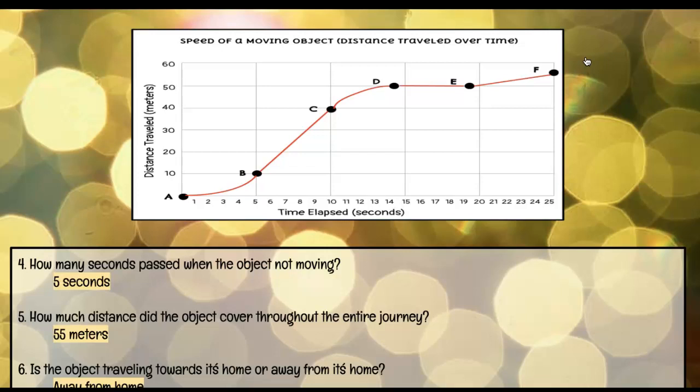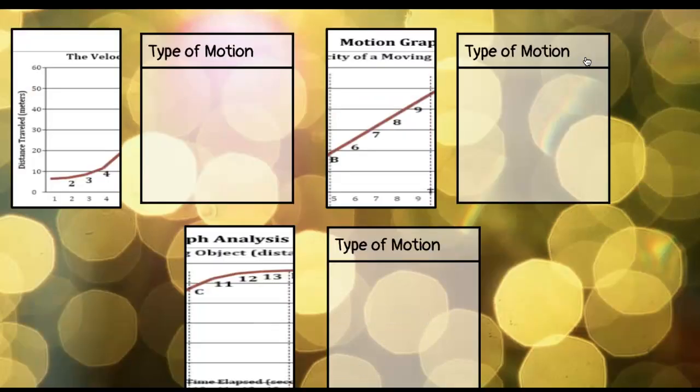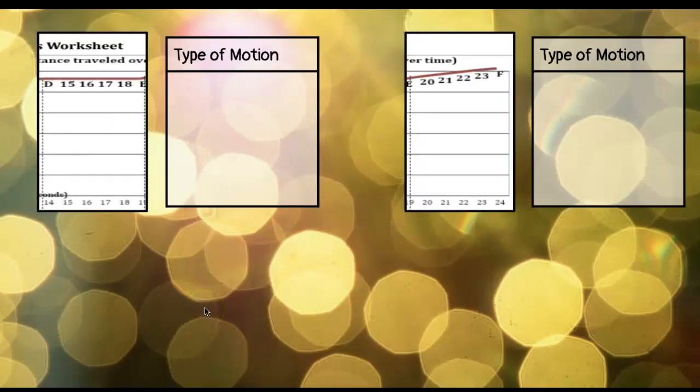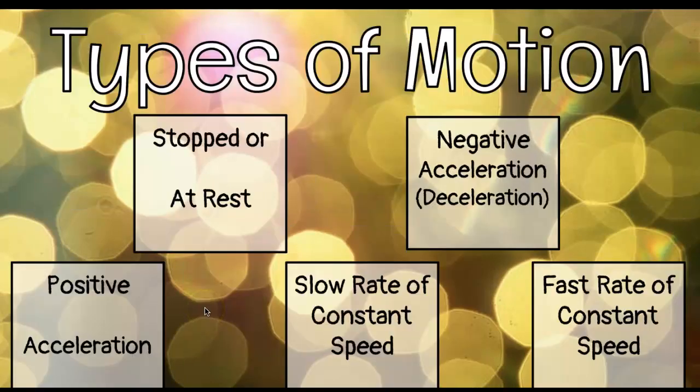Now all we have to do is match the type of motion that's happening between each segment. So I've cut and pasted the different segments here. This is the first segment, the second segment, so on and so forth. Those are all the parts of your foldable. And here are our options. This is what can go in the boxes.